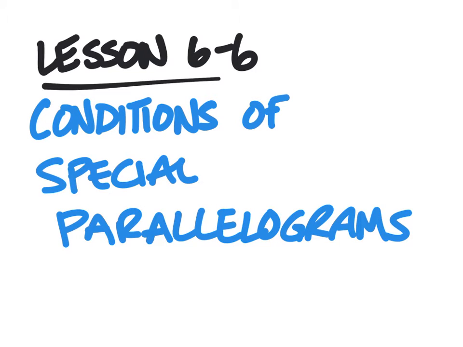In one of the last videos, we learned about some of the special parallelograms like rhombuses, rectangles, and squares, and we learned what the qualities of those special parallelograms were. In today's video, we're going to be looking at how we could prove that a certain parallelogram would have to be a rhombus, or would have to be a rectangle, or would have to be a square based on some information that we know about it. So let's jump right in and take a look at our first theorem.